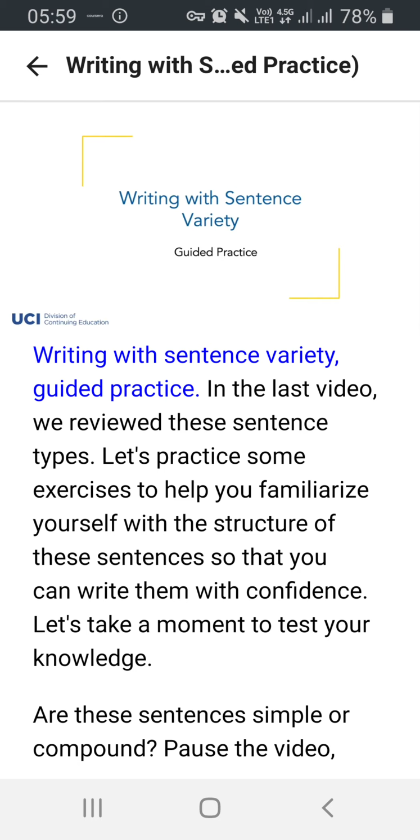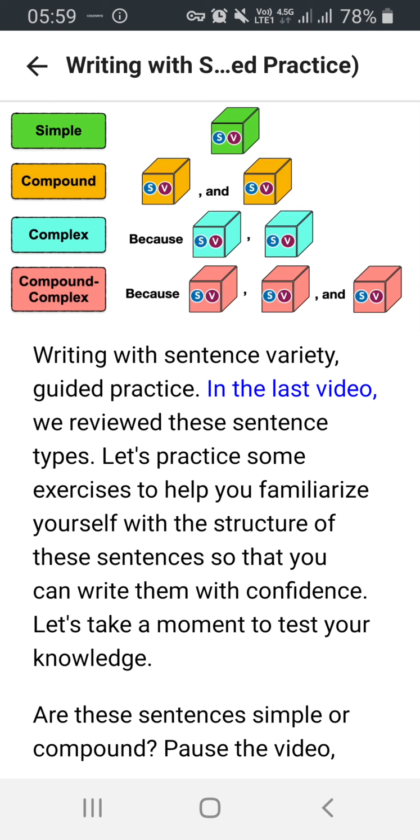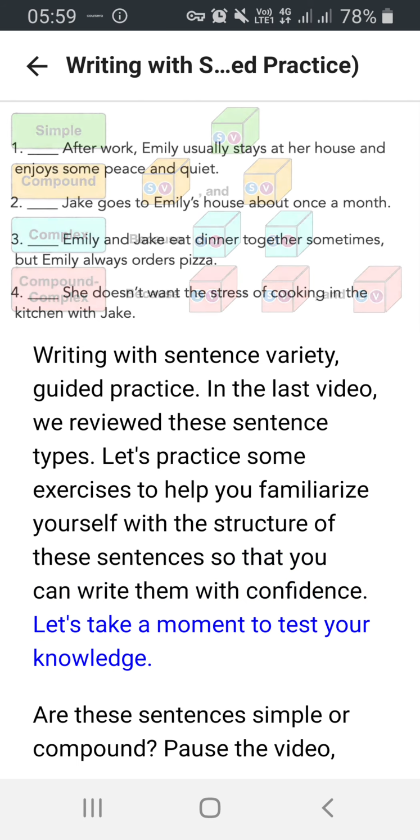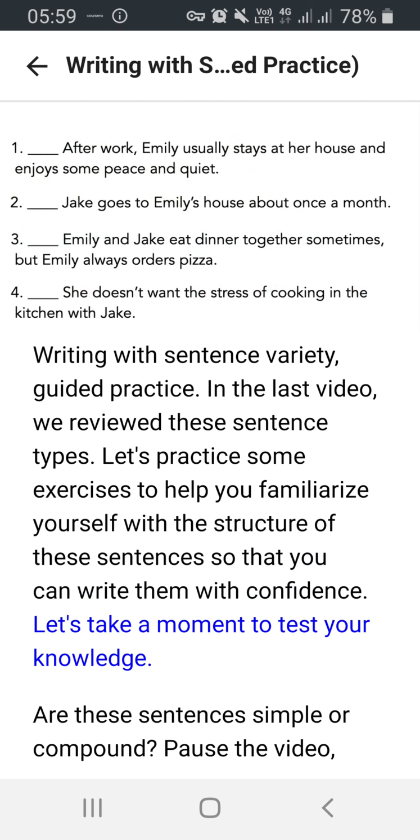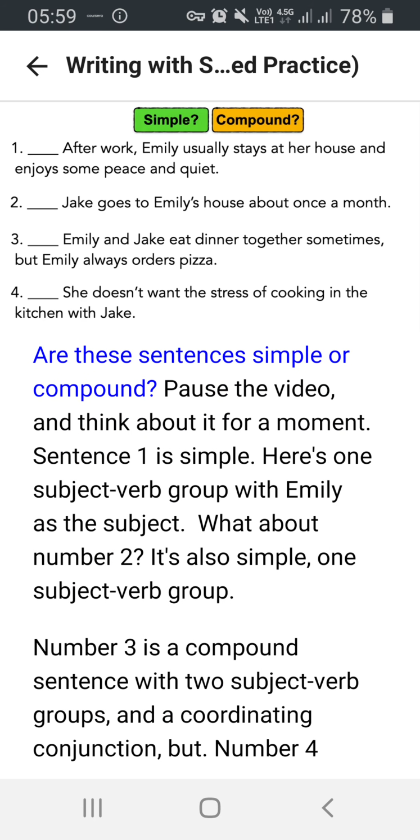Writing with sentence variety, guided practice. In the last video, we reviewed these sentence types. Let's practice some exercises to help you familiarize yourself with the structure of these sentences so that you can write them with confidence. Let's take a moment to test your knowledge. Are these sentences simple or compound? Pause the video and think about it for a moment.